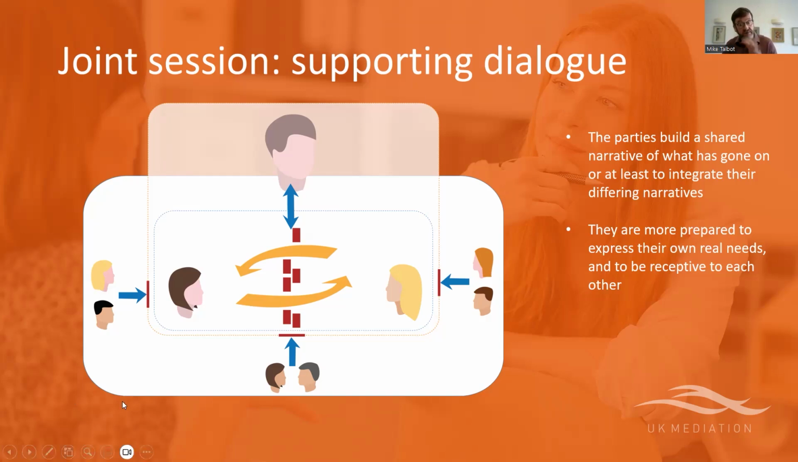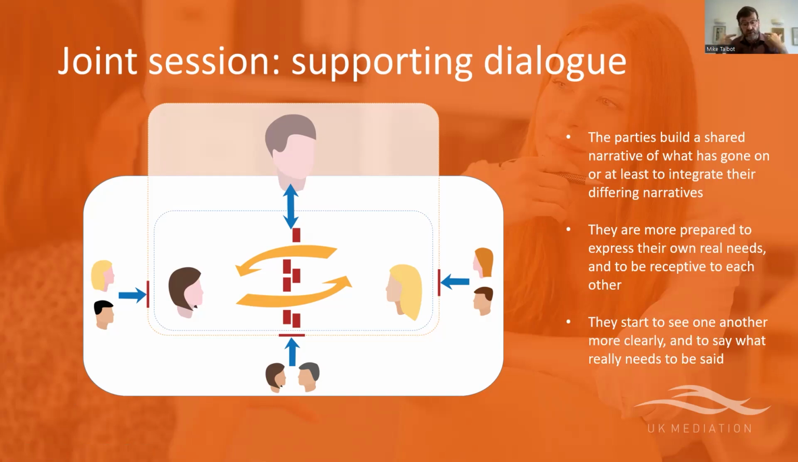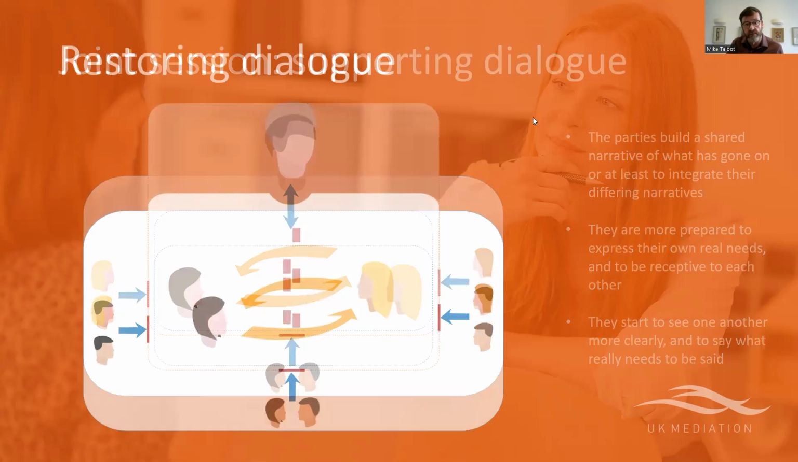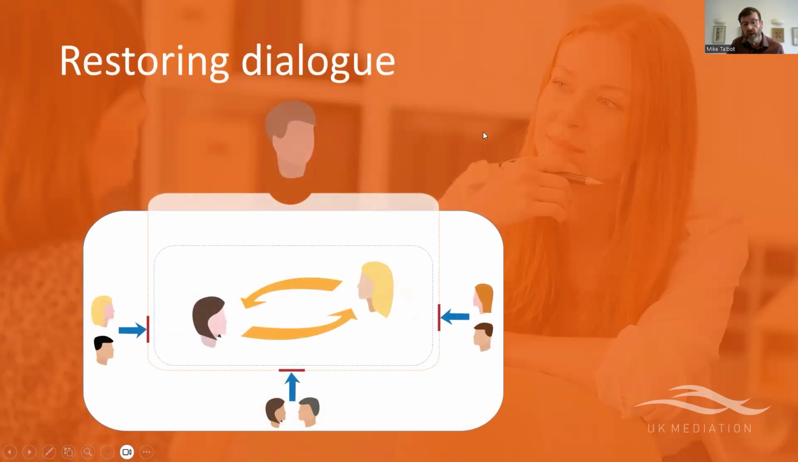But what people can then start to do is express their own needs, but also be receptive to each other. So they undo the reflections and say what needs to be said, but they also start to hear from the other person, so that the projections dissolve and they can start to see one another more clearly and to say what really needs to be said. They can say the unsayable, as I was saying. The dialogue begins to get restored.